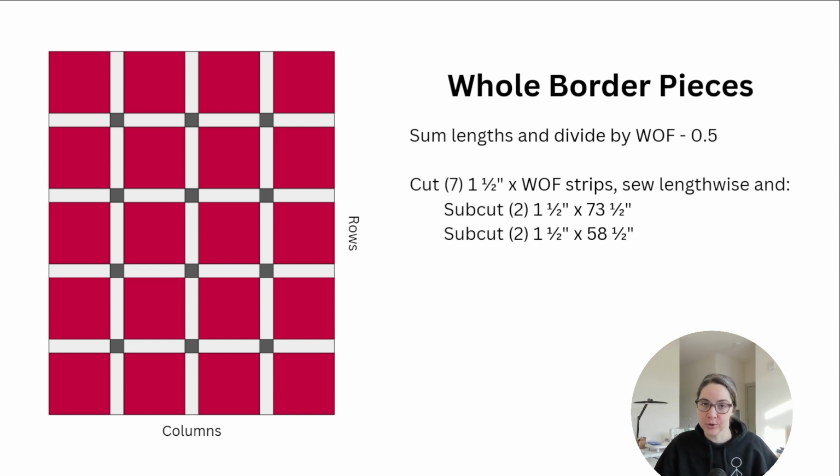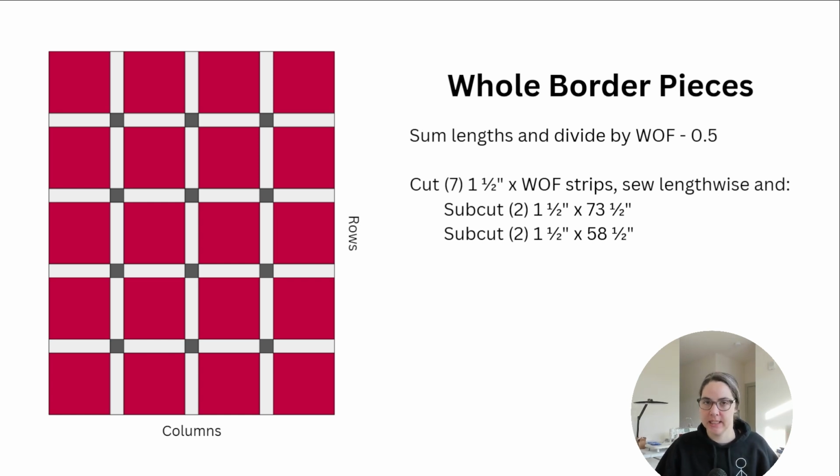If you're doing diagonal joins, I'm going to drop a link to a video about calculating binding widths and how that's done, because it's done very similarly for a binding join. There's basically an extra amount of fabric that you need to account for because you're losing more to that diagonal join. Same thing for mitered corners. You need a little bit extra fabric, and that needs to go into the calculation before you divide and figure out how many strip widths you need.